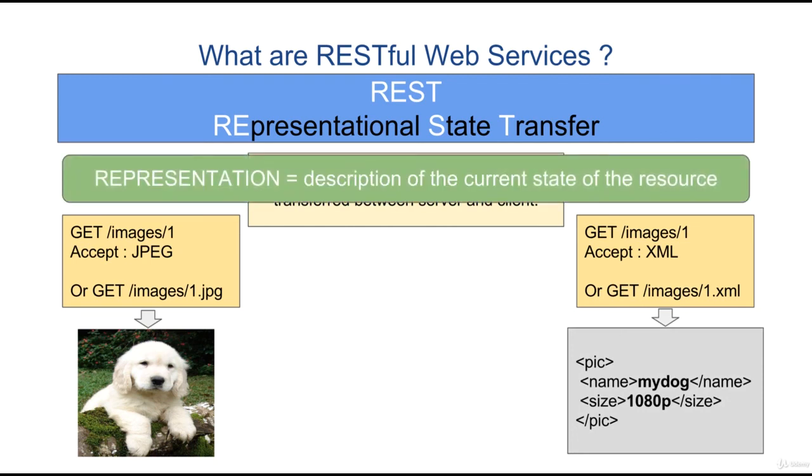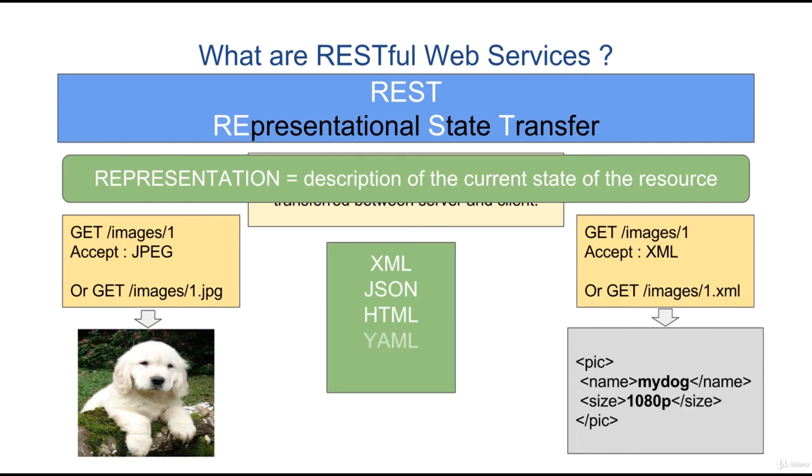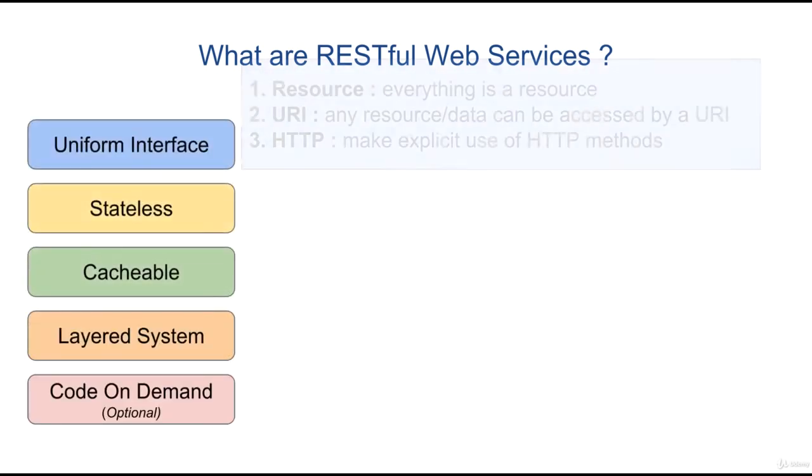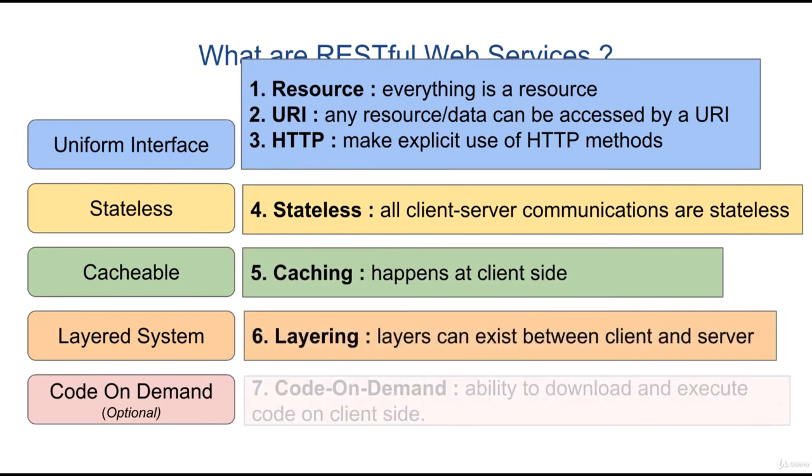So now we can understand representation is the description of the current state of the resource, and we can have multiple representations. We can have XML, we can have JSON, we can have HTML, YAML, and many other representations of our resources. So I hope all these principles are very clear now.